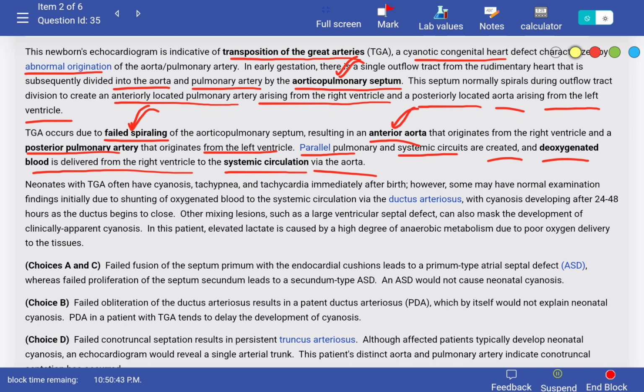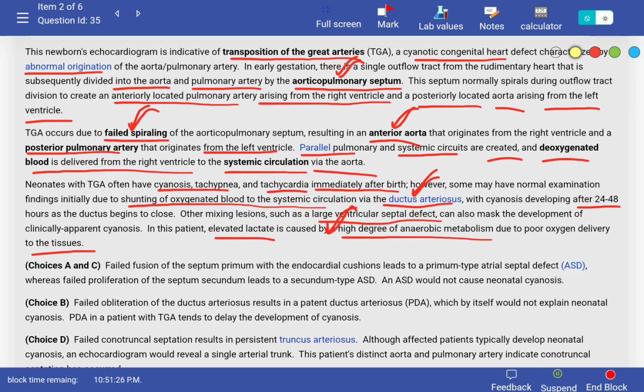Neonates with TGA often have cyanosis, tachypnea, and tachycardia immediately after birth. However, some may have normal examination findings initially due to shunting of oxygenated blood to the systemic circulation via the ductus arteriosus, right? With cyanosis developing after 24 to 48 hours as the ductus begins to close. Other mixing lesions such as a large VSD can also mask the development of clinically apparent cyanosis. In this patient, elevated lactate is caused by a high degree of anaerobic metabolism. This is important due to poor oxygen delivery to the tissues.